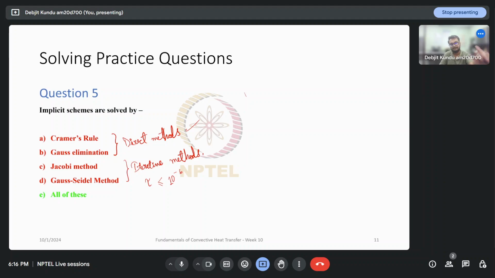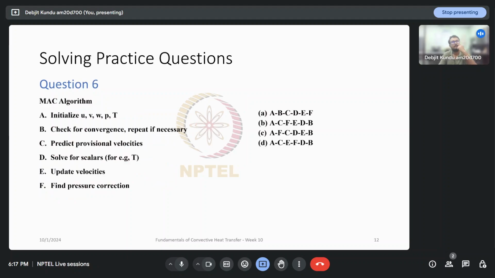Okay. All right. So moving on to now the MAC algorithm. Now the thing is, in MAC algorithm, you have to follow these steps in a certain order. We have given the steps A, B, C, D, E, and F. You have to arrange them in the correct order, which is used in MAC algorithm, also known as marker and cell method or marker and cell algorithm. Different combinations are given here in the right hand column.